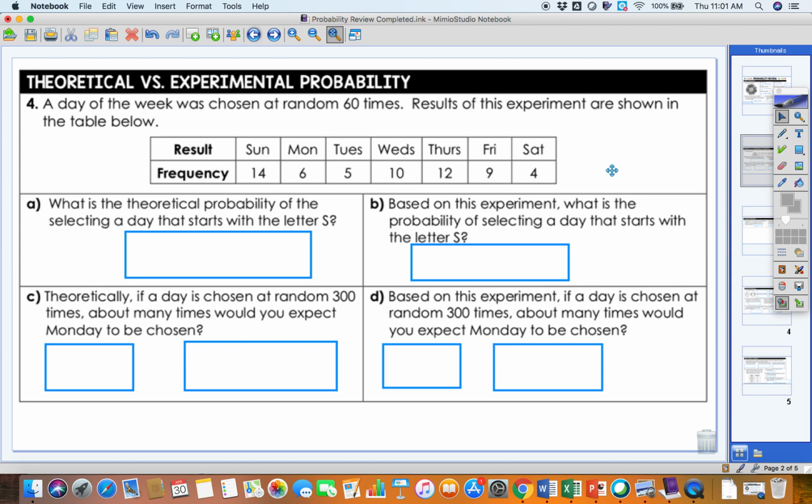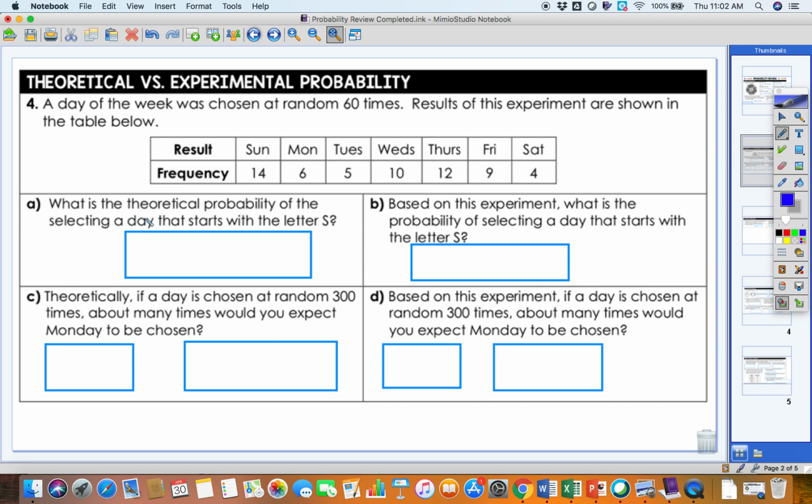So here, a day of the week was chosen at random 60 times. The results of the experiment are shown in the table below. And again, we've talked about these tables. They're frequency tables. It records the result and then the frequency, or how many times it occurred. But here we are looking for keywords.